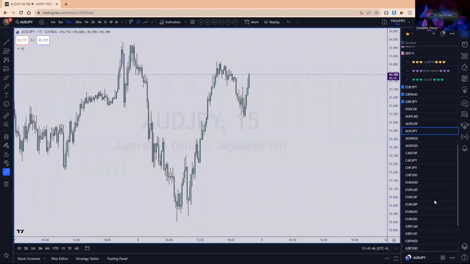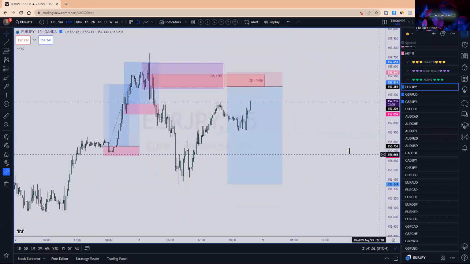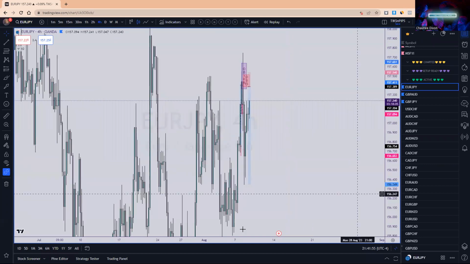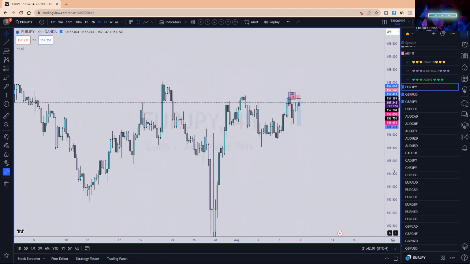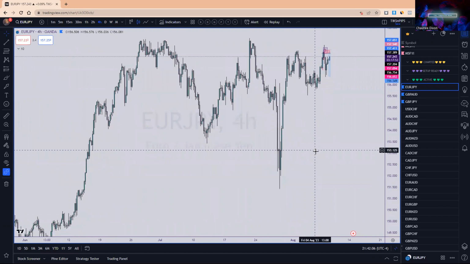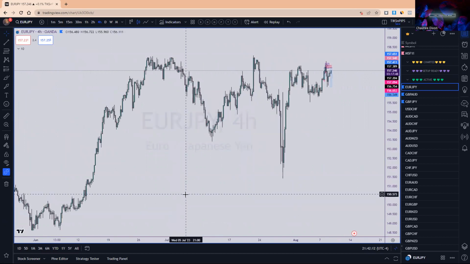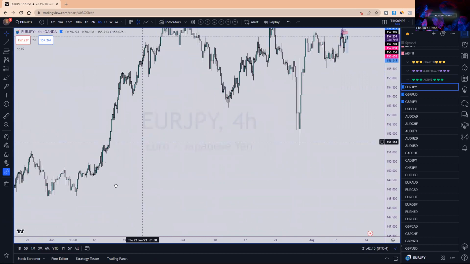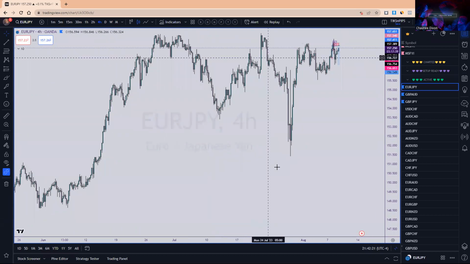Okay, so EJ. I don't think I start on the 4-hour on this. I think I start on the hourly. But if I'm going to start from the 4-hour, just looking at it, we had this up move, generally this up move here, and then we had this big push down here, and then of course it's retraced back up.